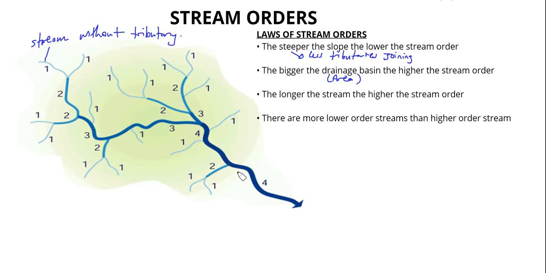Now, what about the longer the stream, the higher the stream order. If we've got a long stream, it means that we are going to have more tributaries joining. So here, if you've got a long stream, there is a higher chance of it being joined by many streams. And when it's joined by many streams, that also gives it what we call a higher order. Now, there are more lower order than higher order streams. So you can see we've got more small tributaries with no other tributaries, which are your stream order 1.